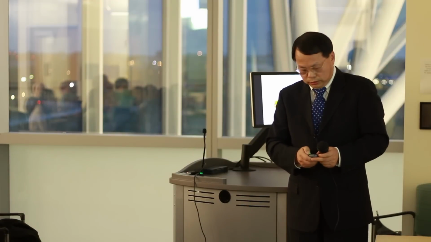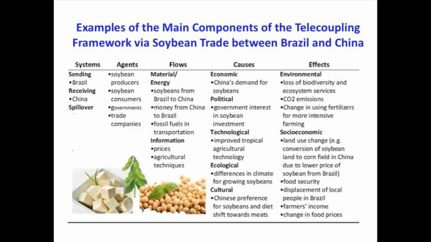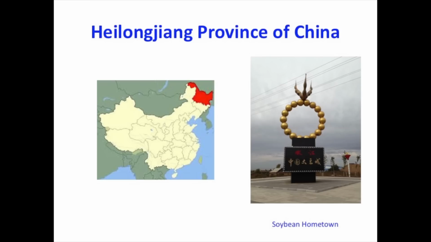case in our research. Since 1996, the soybean export from Brazil to China has increased dramatically, both in quantity and in value. And so we applied the framework again to this research. And then we want to evaluate the impact of this soybean trade on one of the main soybean production regions in China, the Heilongjiang province, in the northeast part of China, the soybean hometown, as it was called.